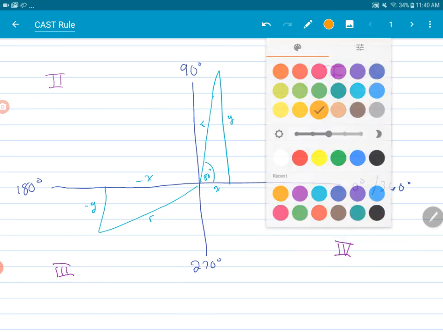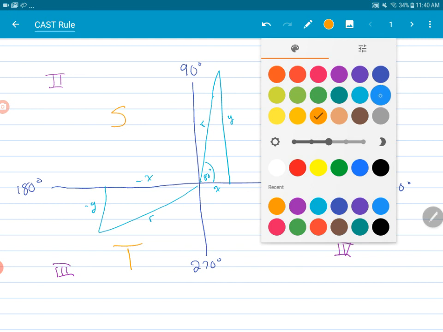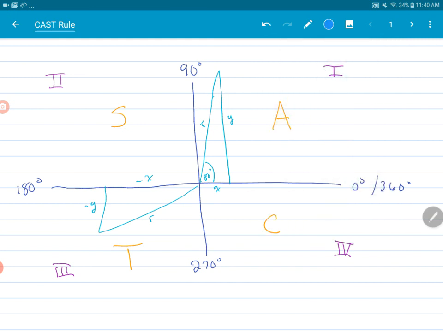But then we have this new rule that we call the CAST rule. Well, it's not new, but new to you. In the CAST rule, those letters are representing which primary trig ratio is positive in those quadrants. So in quadrant number 1, the A stands for all. All of them are positive. Sine's positive, cos and tan is. Whether you do opposite over hypotenuse or adjacent over hypotenuse or opposite over adjacent, they're always going to be positive because of our positive x, y, and radius.